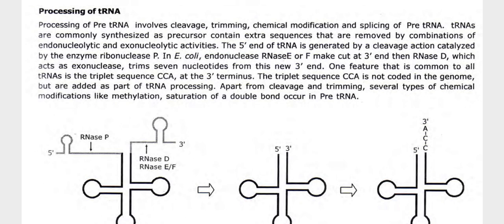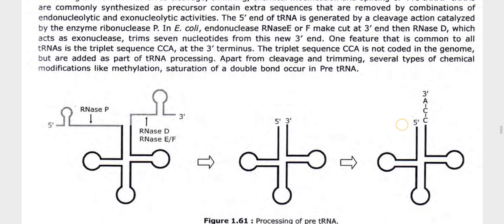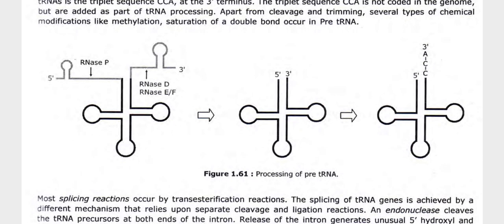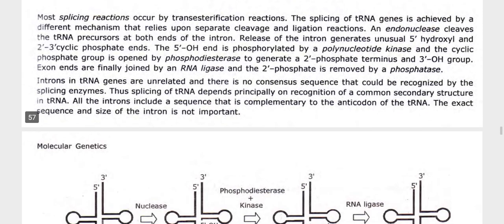Apart from cleavage and trimming, several types of chemical modifications, like methylation and saturation of a double bond, occur in the pre-tRNA. So RNase P, RNase D, and RNase E or F are involved in processing of pre-tRNA.